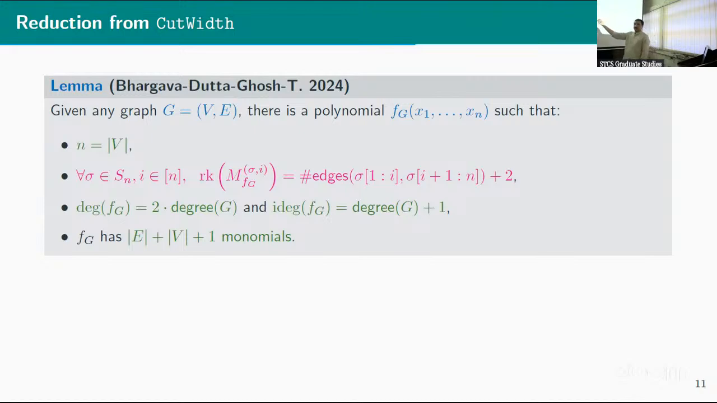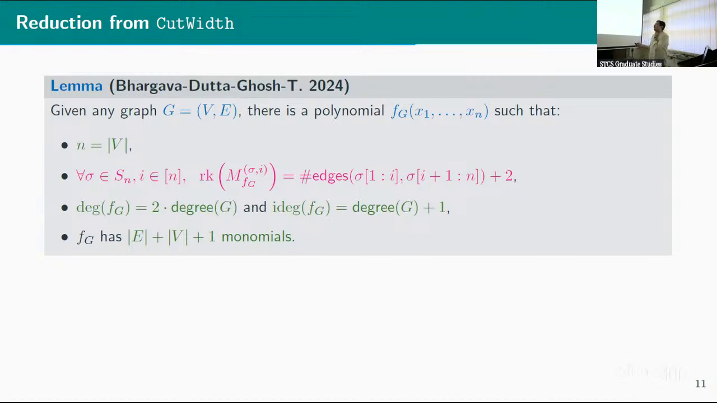And it's sparse. For each edge, I will add exactly one monomial, and there are some other monomials to make sure that corner cases are handled. It's a sparse polynomial. The number of monomials in F_G is m plus n plus 1, where m is the number of edges and n is the number of vertices. So it has at most order n squared monomials.